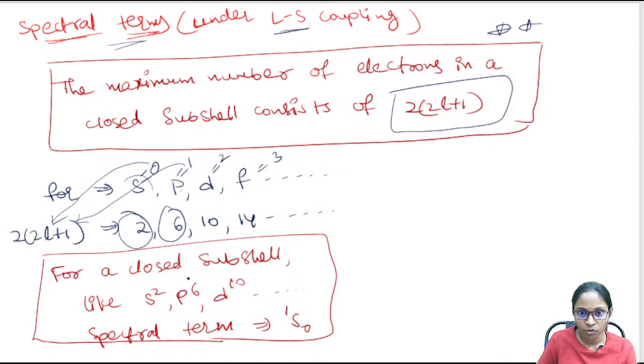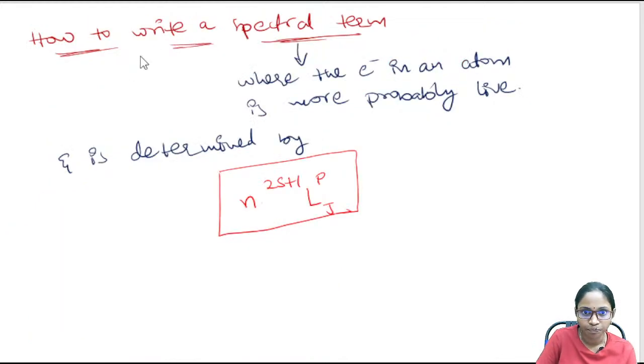For a closed subshell, the spectral term will be 1S0. Only one spectral term you will be having. I will explain this spectral term for understanding. How to write a spectral term and what is a spectral term? A spectral term is nothing but the probability of finding the electron, where the electron in an atom most probably lives. It can be written as n L, with J in the subscript, and in the superscript 2S plus 1, and P for the parity.